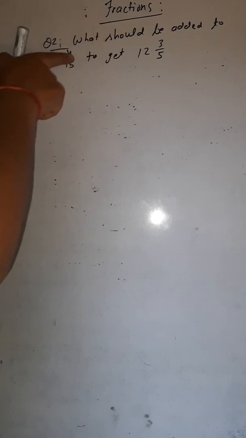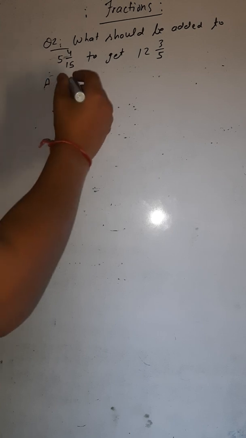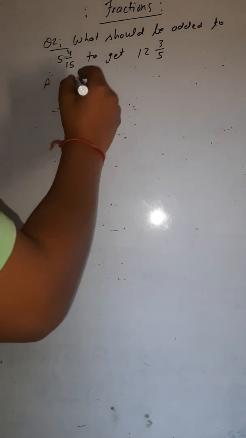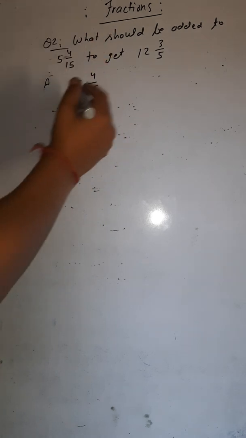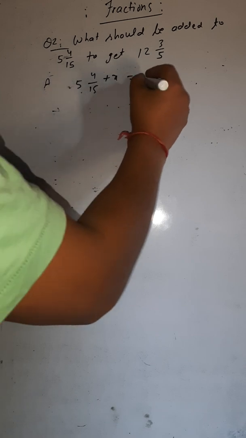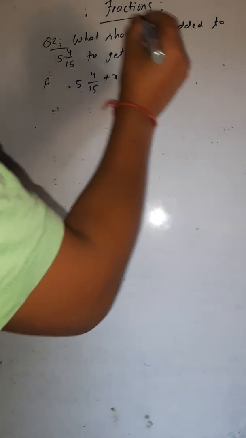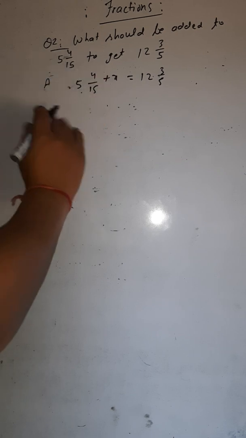Now what should be added? Let's say I am adding x here. This is the fraction: 5 whole 4 by 15. Now what should be added? Let's say I am adding x. And to get how much? How much am I getting after adding x? Let's say I am getting 12 whole 3 by 5. This much I am getting. So I need the value of x.